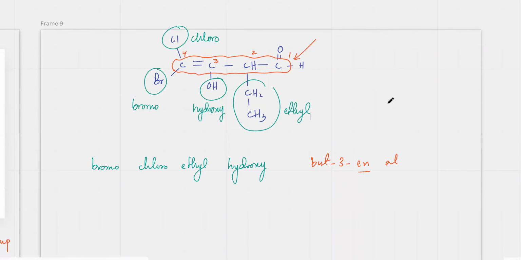And I'm going to give the position of these branches one by one. Bromine is at position number 4. Chlorine is at position number 4 as well. So it's 4-bromo, 4-chloro. Ethyl is at position number 2. So that's your ethyl, and your hydroxy is at position number 3. So it's 4-bromo, 4-chloro, 2-ethyl, 3-hydroxy, but, 3-ene, and al, that's an aldehyde. So that's the name of the molecule.